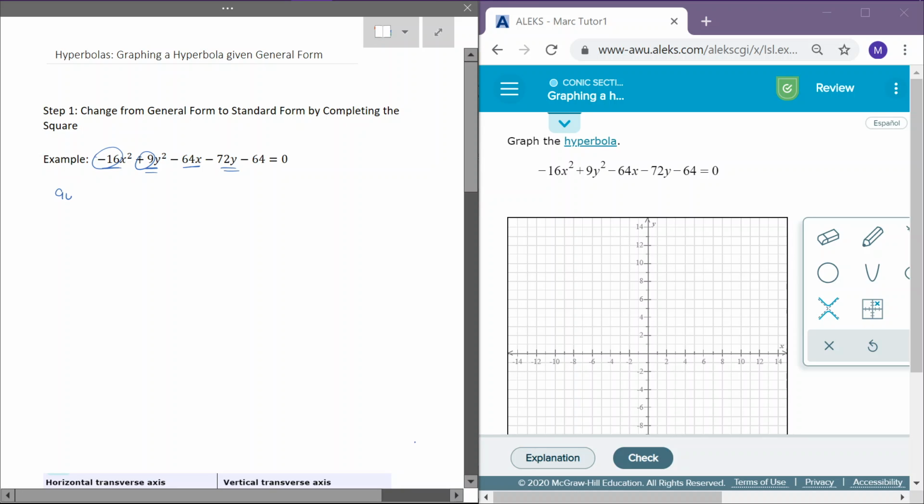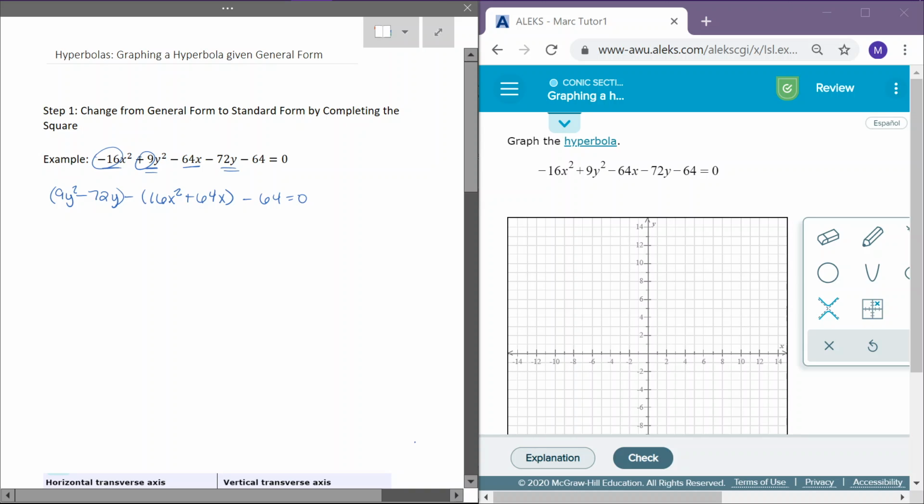So I have 9y squared minus 72y minus 16x squared plus 64x. Here I've pulled the negative out of the negative 16x squared and the negative 64x. And then I still have negative 64 equals 0. So next, I'm going to see if there's anything I can factor out of these groupings, because I want my x and y to eventually have coefficients of 1.